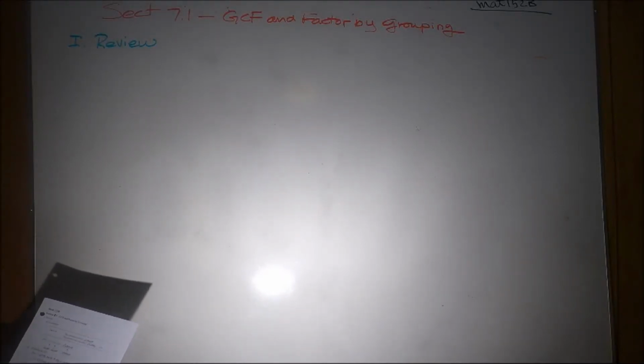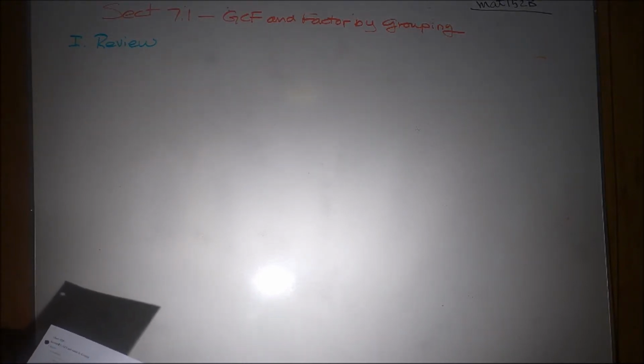We are on page 11, section 7.1, something called GCF and factoring by grouping. We say in this class we only learn one thing: how to solve a quadratic equation, right? Last week, week 1, we did chapter 5, that's miscellaneous things, 2 by 2. So we start to learn how to solve a quadratic equation.